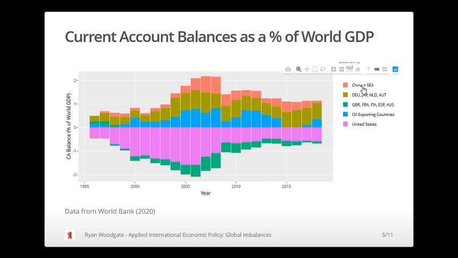Of course, China is massively important here as well. This has been grouped with Southeast Asian countries like Vietnam, Thailand and Malaysia, but China is clearly the dominant one of that group. And in blue here we have the oil exporting countries, which of course frequently run surpluses, and there's no mystery as to why, simply because they have oil that a lot of other countries do not have. So the question really is, why is the United States always running these deficits? And what are the implications?